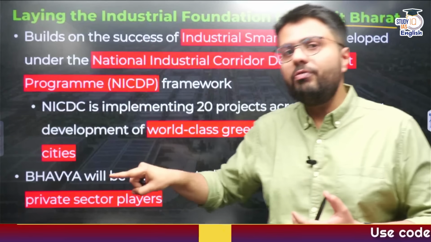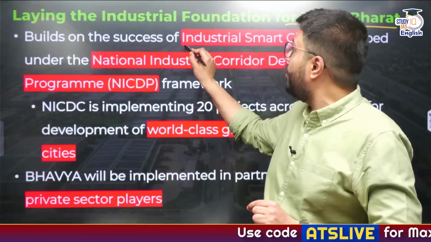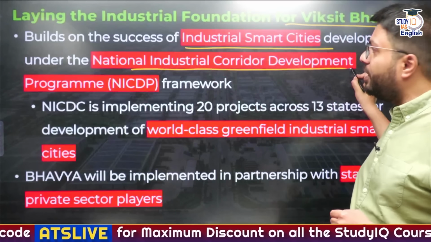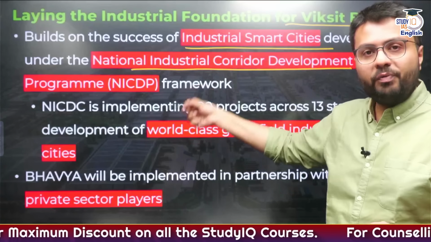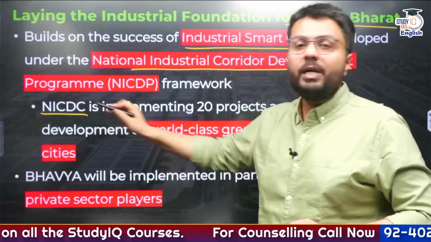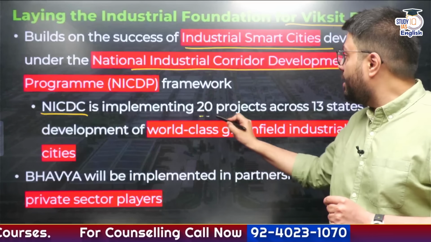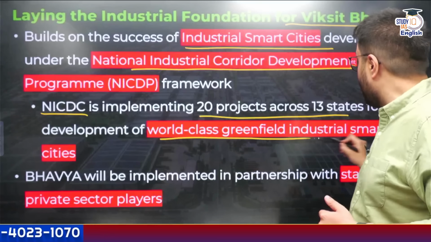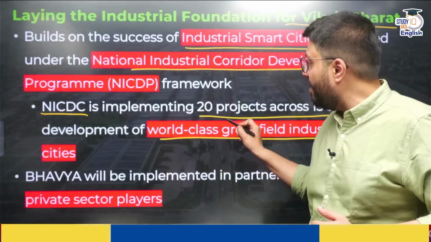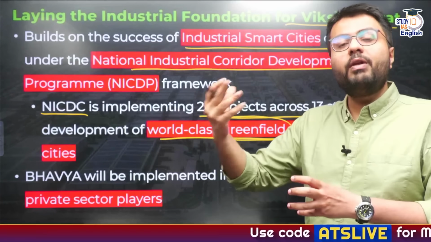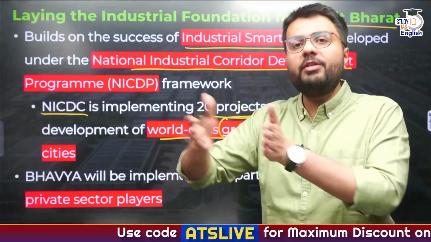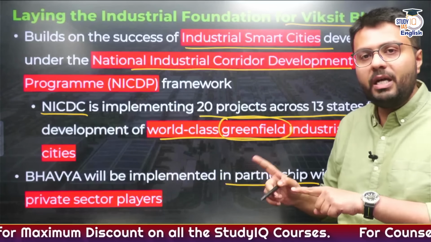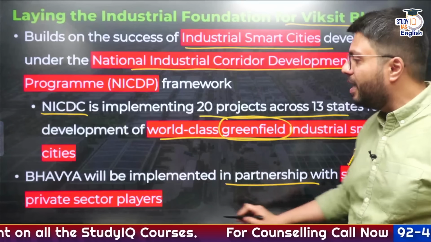Now, the government introduced this BHAVYA scheme by understanding the benefit of the industrial smart cities program, which was developed as a part of the National Industrial Corridor Development Framework. This framework is implemented by the National Industrial Corridor Development Corporation, and it is implementing 20 projects across 13 states in the country by developing world-class greenfield industrial smart cities. Greenfield smart cities means these smart cities will be developed from scratch, not upgradation of existing smart cities. Similarly, BHAVYA will be implemented by the Union government, but in partnership with state governments as well as private sector players.